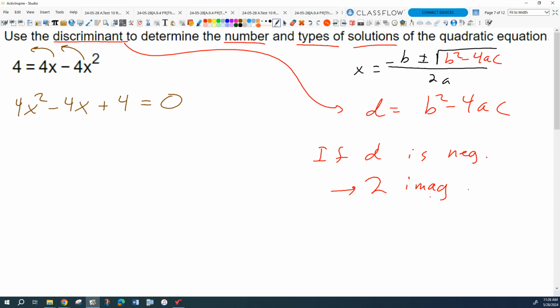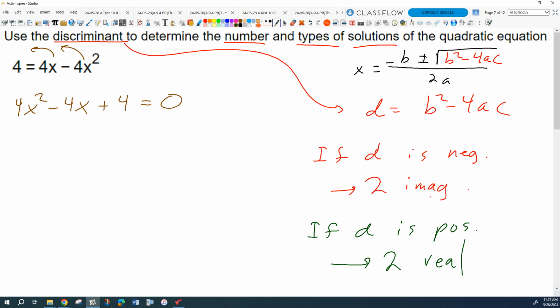Okay, what if D is positive? Do I get imaginary numbers? No. If they're not imaginary, what are they then? Real, and how many? 2, one for the plus, one for the minus. So again, now we know if D is positive, that's giving me 2 real solutions.